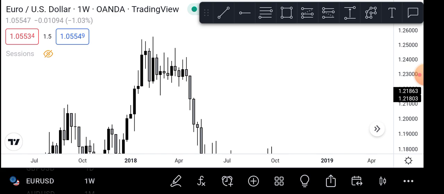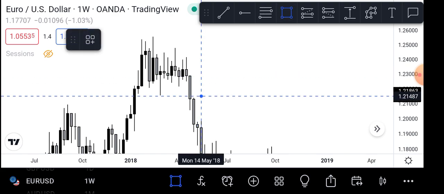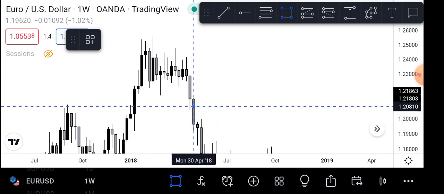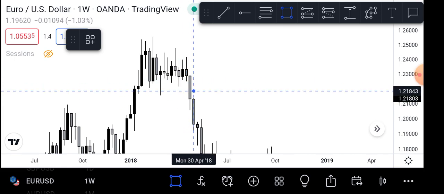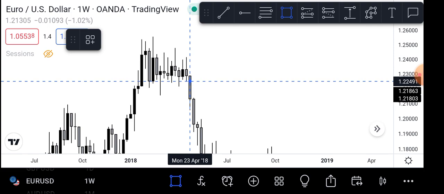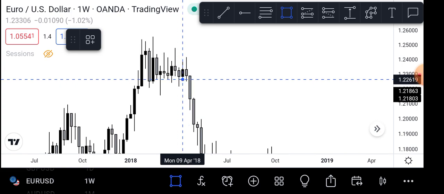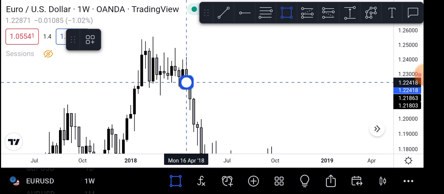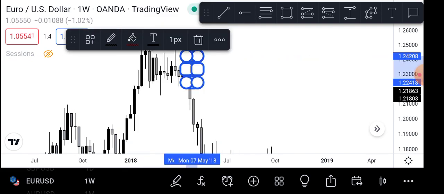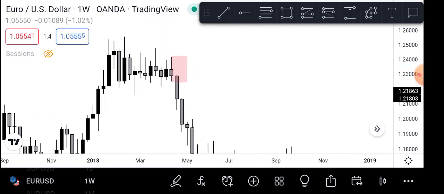It's very simple. Just look at these impulsive moves and try to find where was the last candle before the impulsive move. Are you getting me? So where was the last candle, the range? You can see this range over here. It tells you that there was a range there.